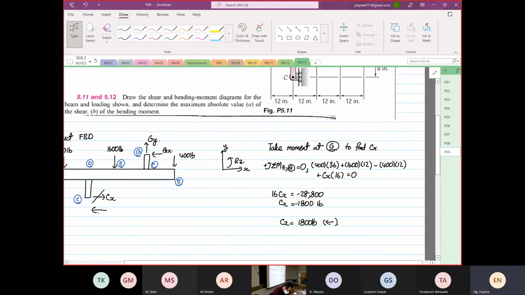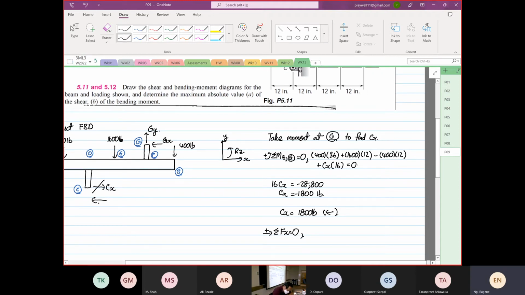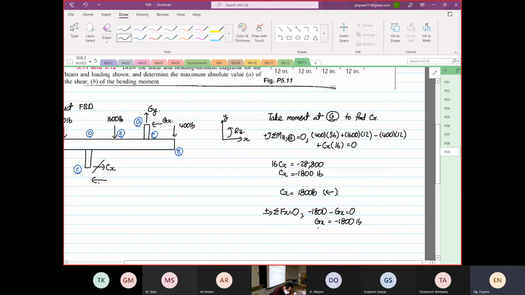Okay. So the next one, I'm going to do summation of forces in the x direction is equal to 0. So we know now our Cx is going towards the left, is minus 1800. And I guessed my Gx in the wrong direction. So now Gx is equal to minus 1800 pounds. So the correct direction is Gx is equal to 1800 in the opposite direction. The correct way of doing it is you just cancel and put in the correct direction on the free body diagram for this case.